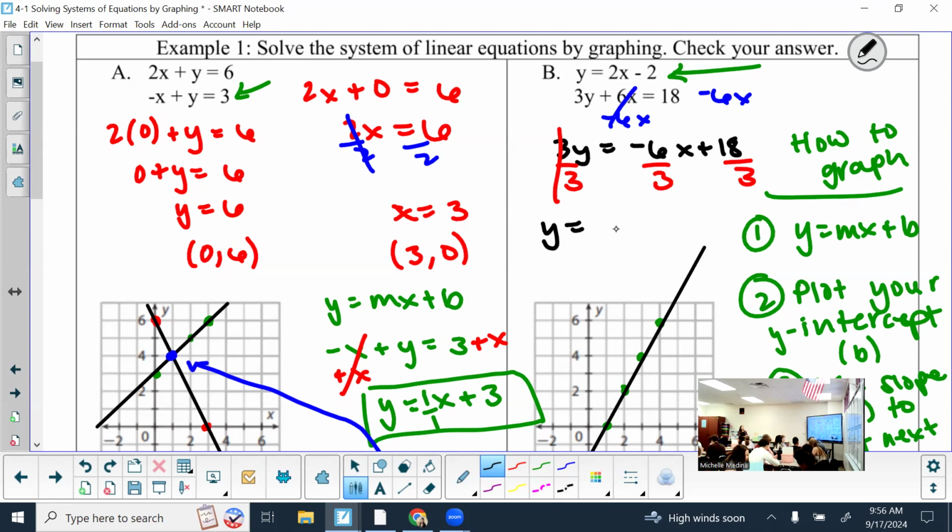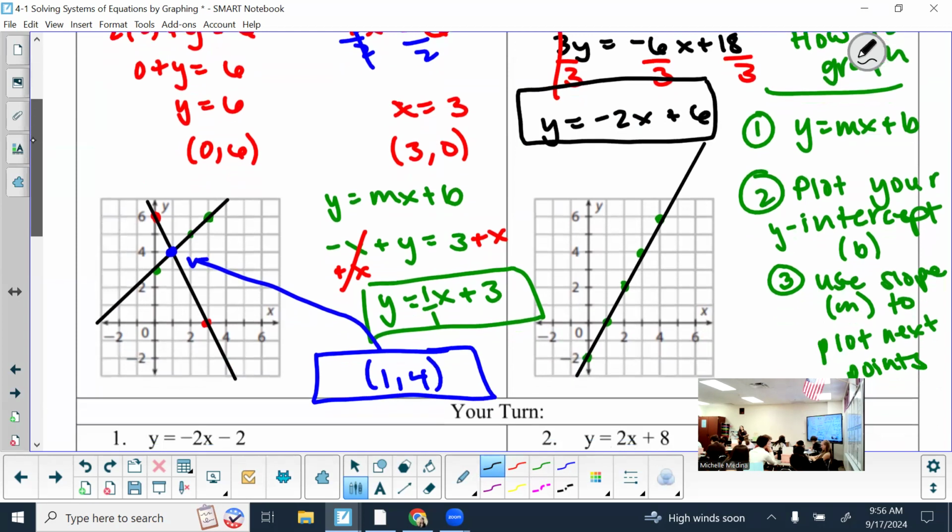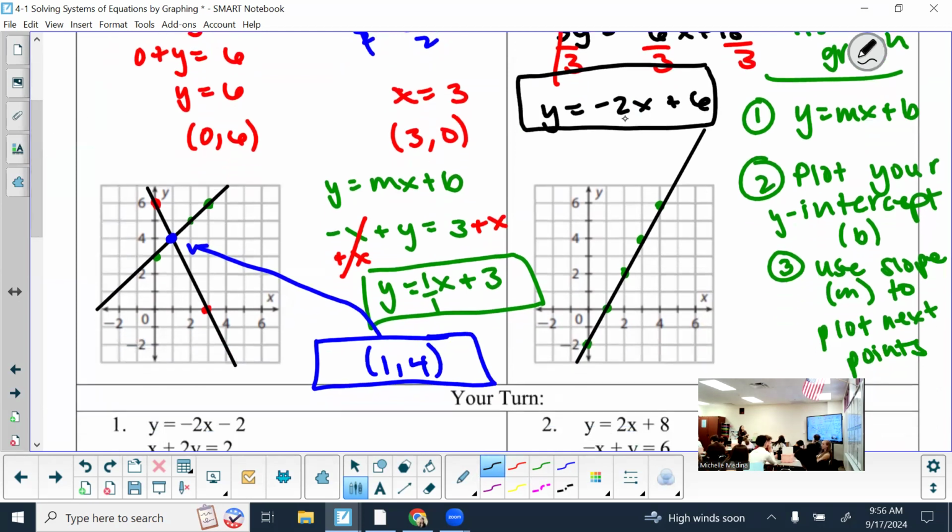Class, what's -6x divided by 3? -2. And what's 18 divided by 3? Now this is something in slope-intercept form that I can graph. Now let's graph it. Table 7, what do I plot first? And my y-intercept is... good. Now table 8, how do I know where to plot my next point?